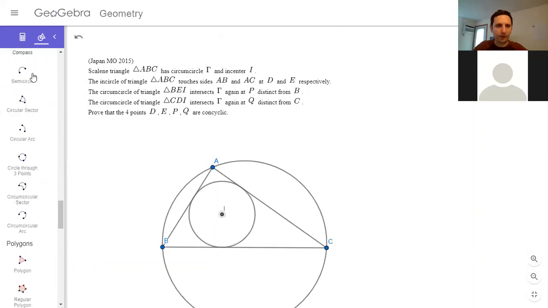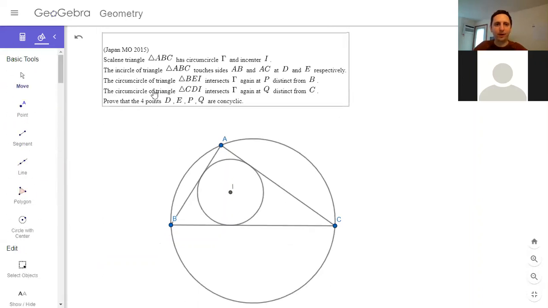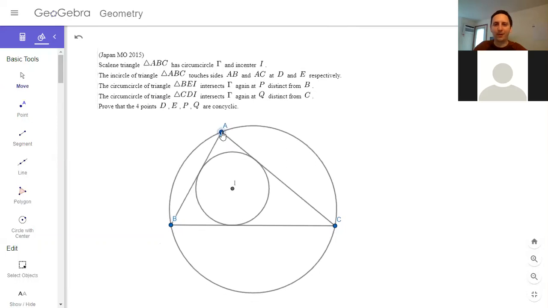Yeah, I feel like Japan's math Olympiad is easier than I thought compared to how well they do at the IMO. They usually do pretty well.